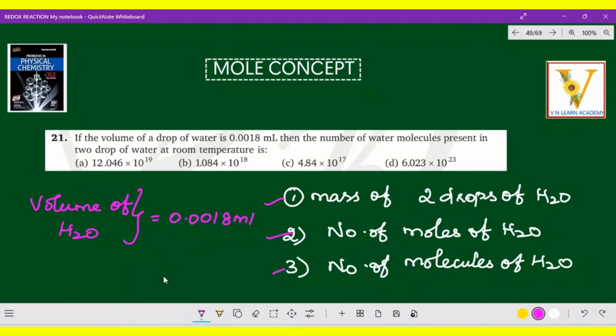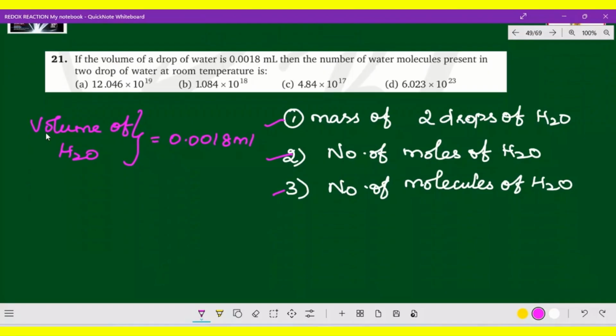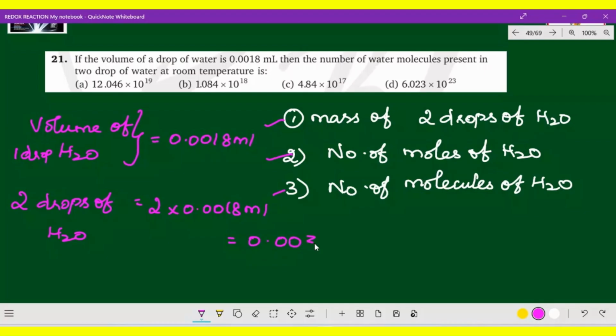0.0018 ml. So the volume of 1 drop of water is 0.0018 ml. Now the volume of 2 drops of water, how much will it be? 2 into 0.0018 ml, equal to 0.0036 ml. Got it? That is the volume of 2 drops of water.